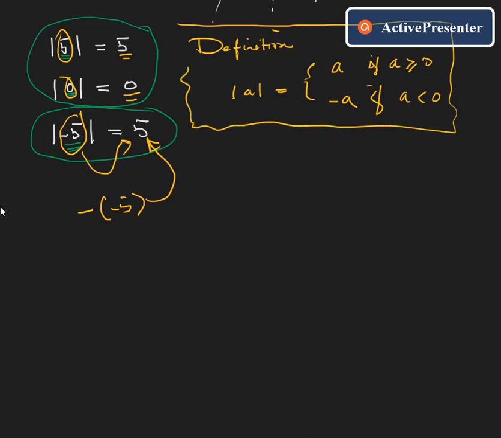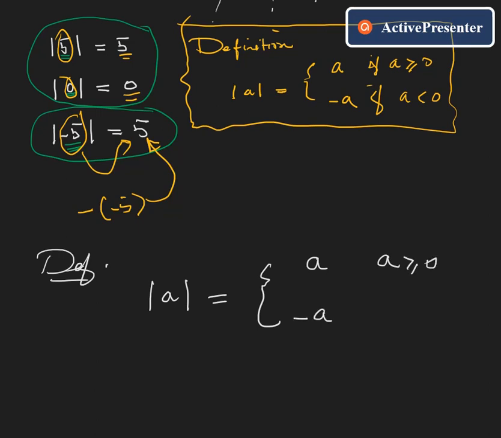Again, this is an explanation. If we write it again for you to understand, the absolute value of A can take two values. It is A if A is positive or equal to 0. It is negative A if A is less than 0. Another way to say it, if A is negative, we take the negative of it. If A is positive or equal to 0, we leave it as it is. Like this example.